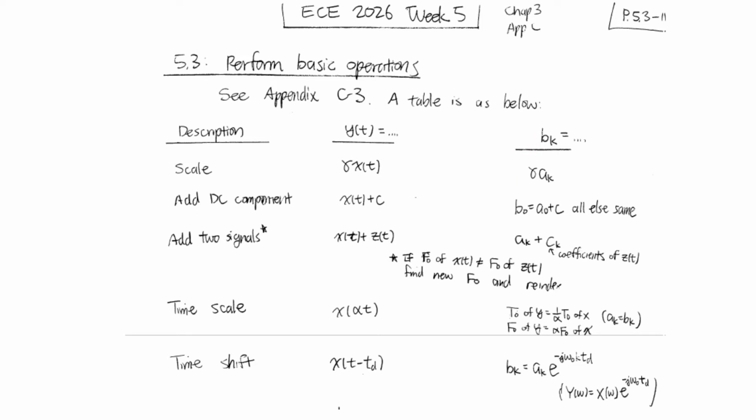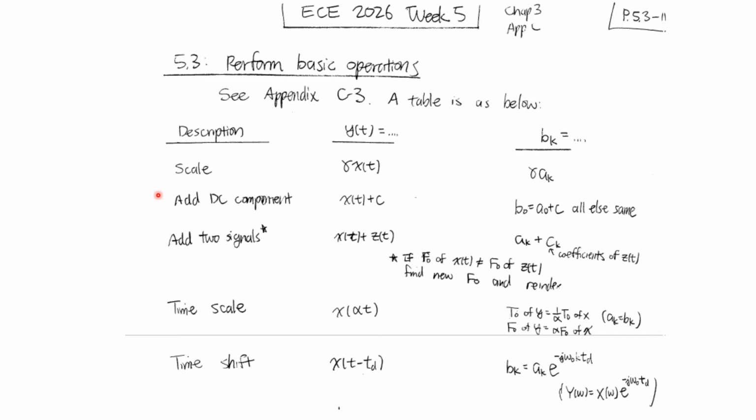So I've listed a few of them. These were basically all the properties that were listed in Appendix C, and I just summarized them into this table here. If you scale it, meaning you just multiply the whole thing by gamma, then the coefficients in turn are just multiplied by gamma. So the new b of k is simply going to be gamma times a of k.